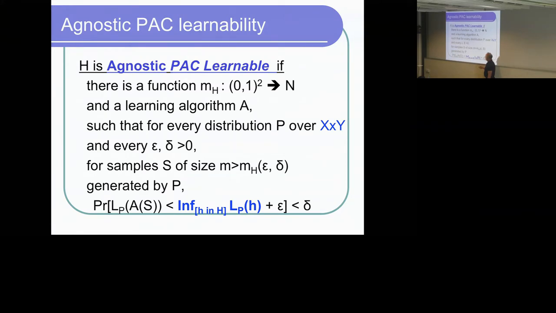And I want to say, with high probability over the samples, the algorithm is going to behave well. What does it mean to behave well? Its error will not be worse than the best in H plus epsilon. Okay? So the probability is over the generation of the sample.